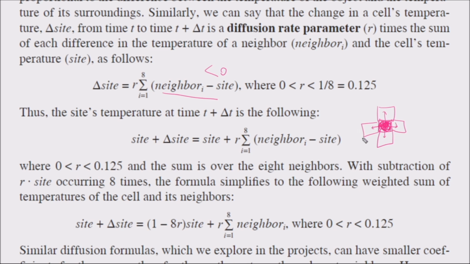And also this R is always less than 1. Especially in this case, we consider this R to be greater than 0 and less than 1 over 8. So what does that mean? 0.125, because we have 8 sites around it, and one of these is 1 of 8. So the maximum number the rate can go to is less than 0.125. That is something that is addressed here.